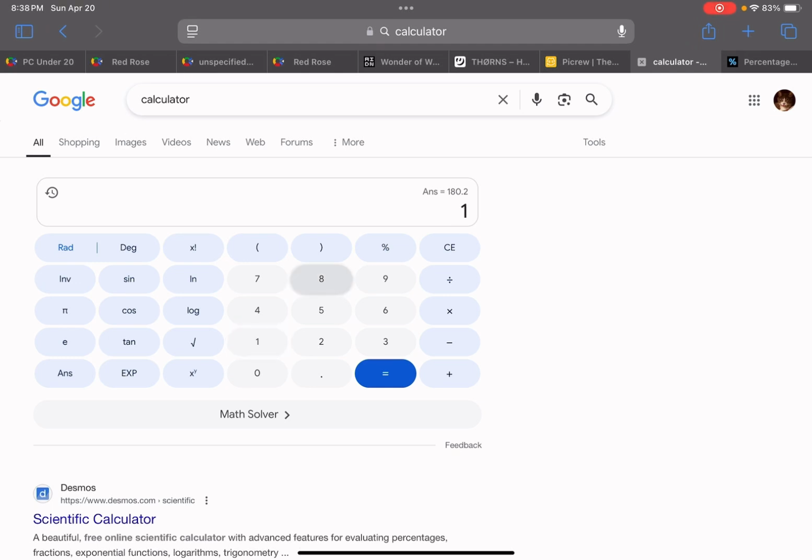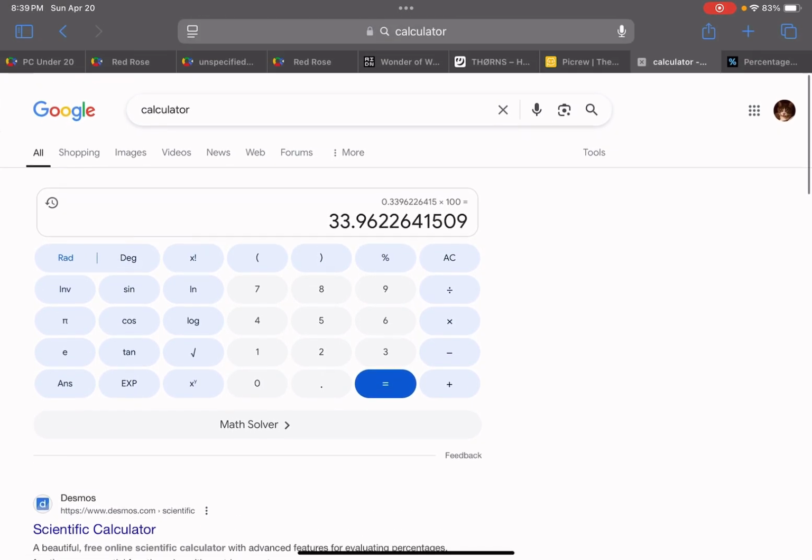And that gives you that number times 100, because we always have to have these numbers. So 33.9, 34. I'm not getting into specifics.